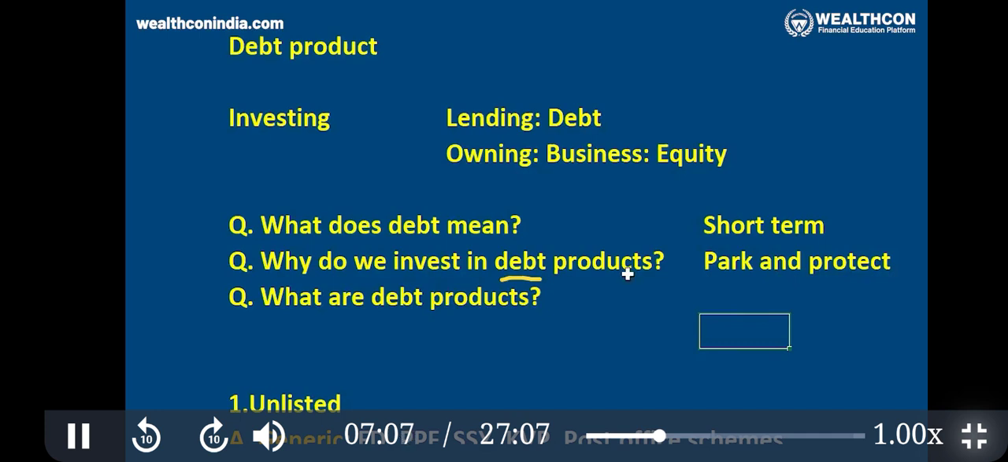So why do we invest in debt products? Parking of the money and protection of the capital. Clear? Write it down. Why do we invest into debt products? As I mentioned, we have to answer 5 questions: why to buy, what to buy, how much to buy, when to buy, and when to sell. So when we discuss debt products, your why should be clear. It is a short-term investment for parking surplus cash for the short term, maybe 1 month, 3 months, 5 months, 6 months, or for protection of capital.